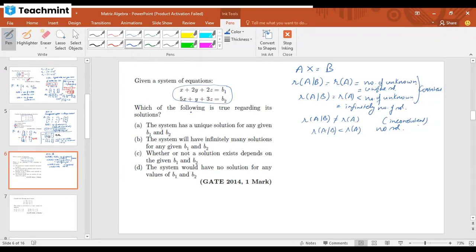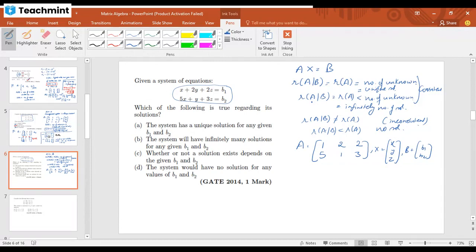The second thing is whether the rank of the augmented matrix is less than the rank of A. Firstly, what is the augmented matrix? Here matrix A is the coefficient matrix, that is 1, 2, 2, 5, 1, 3, and your unknown matrix X is X, Y, Z. The non-homogeneous part is B1 and B2, unknown constants. You can see the second row is not proportional to the first row, so the rank of A is equal to 2. If the rank of A is 2, then the rank of the augmented matrix is also 2.